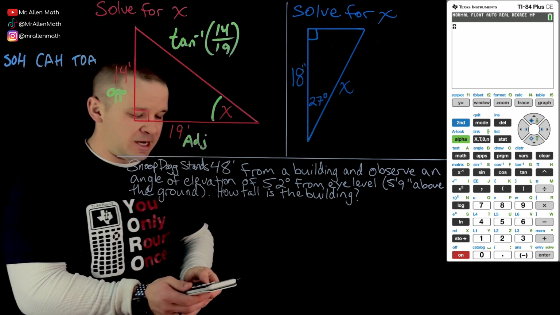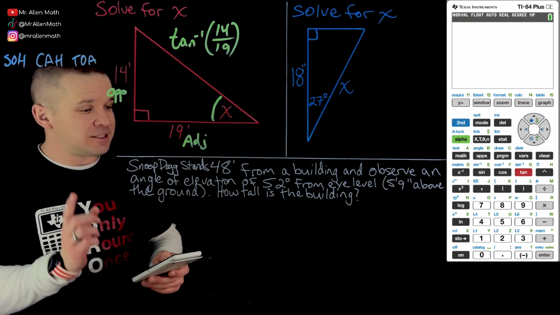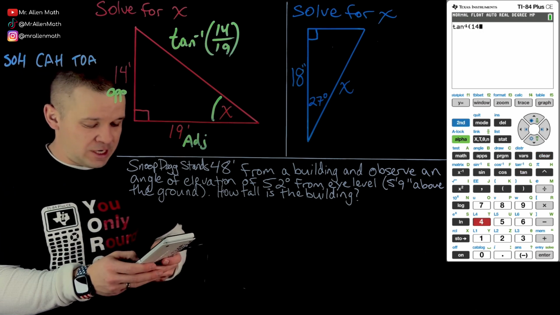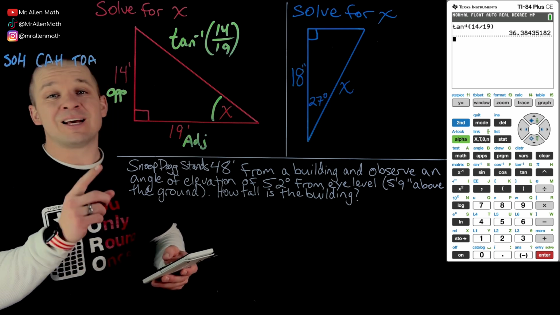So let's type this thing in here, and hopefully you guys get the same answer. If not, we're going to go through it, okay? Second tangent, and then I have my 14 divided by my 19. Hit enter, and I get 36.38 degrees.